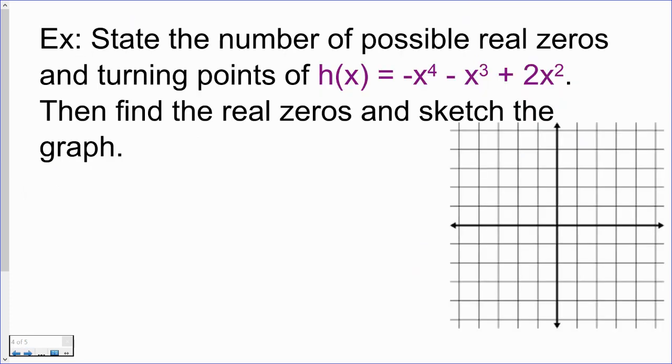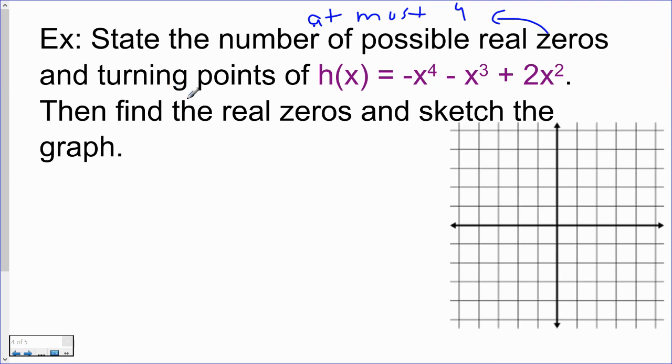So it says state the number of possible real zeros and turning points. The possible real zeros depends on your degree. The degree of this function is 4. So that means at most you're going to have 4 zeros or 4 x-intercepts. It's not saying you're going to have 4. It just means we're not going to have anything more than 4. So this is at most 4.